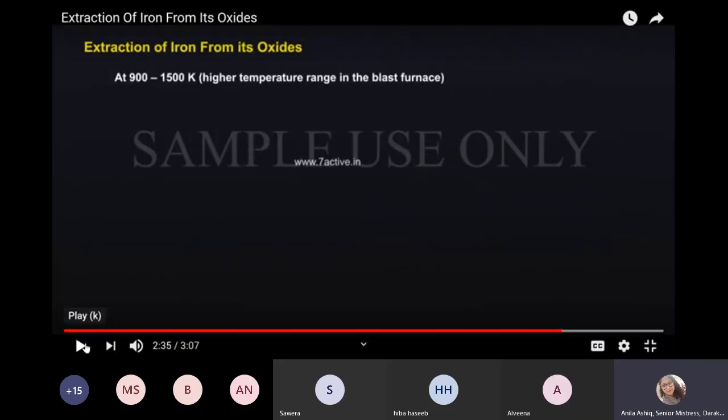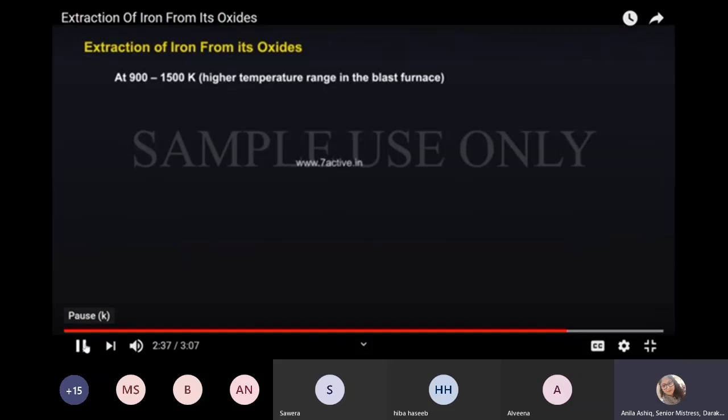I hope you have noted down all the equations. A yes or a no? A yes from Bria's side, Manwar, okay, Sandileen, Risha, Hajra, great.